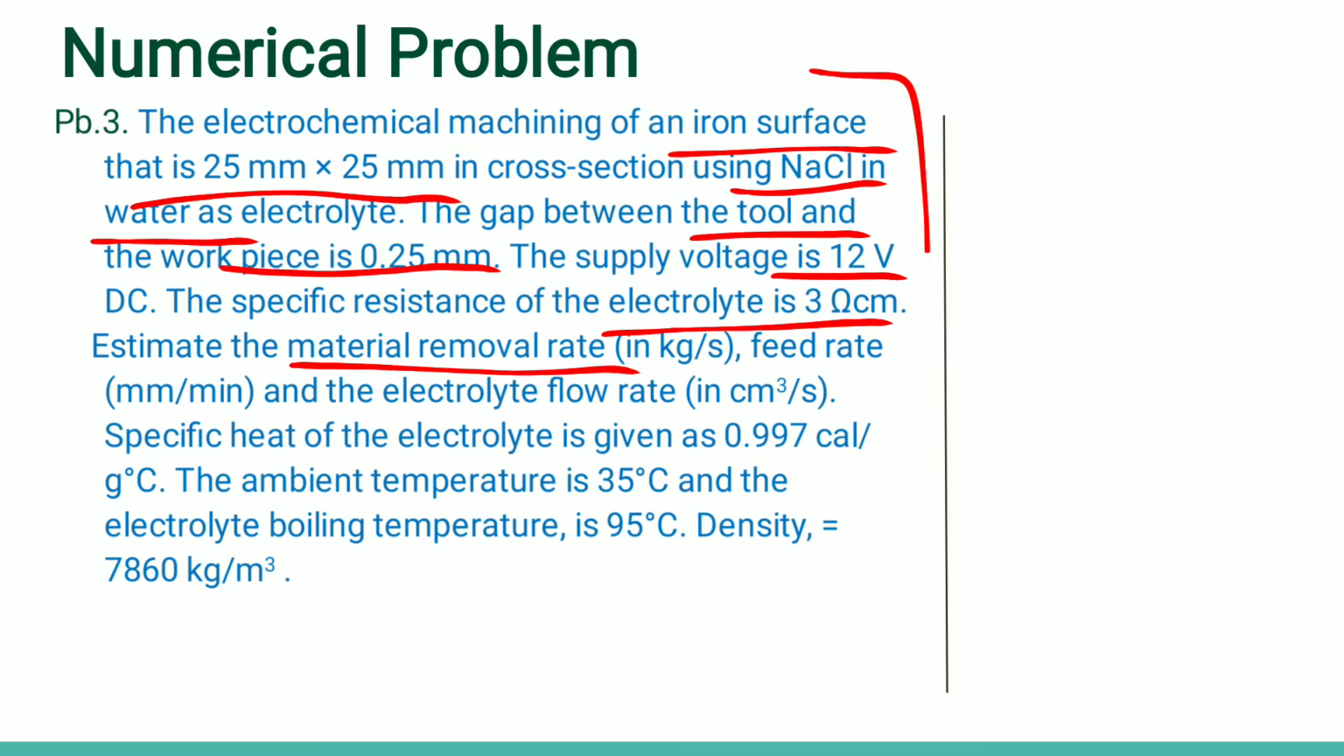Up to this point, it is the same as what we discussed in the last numerical. But in this one, next we have to calculate the feed rate, that is in mm per minute, and the electrolyte flow rate.